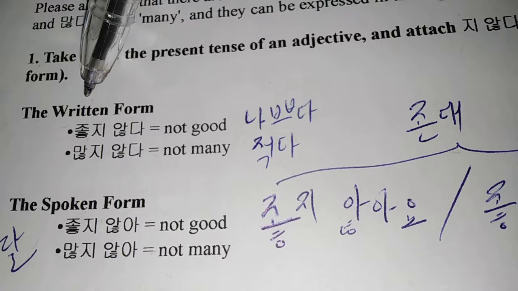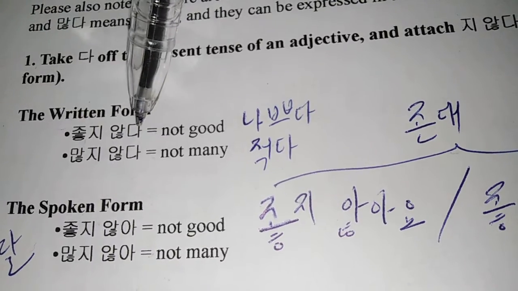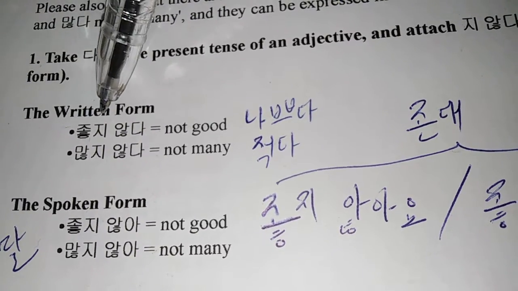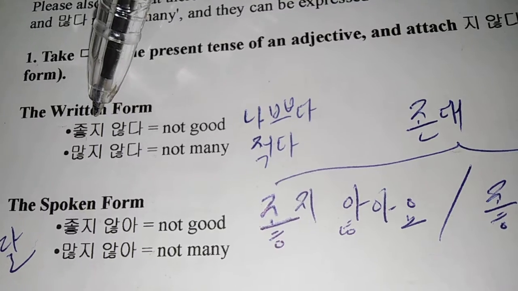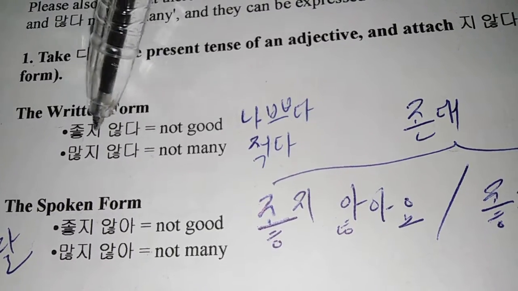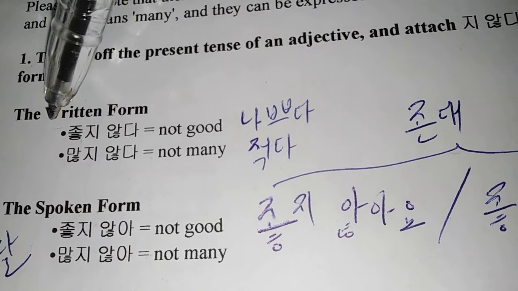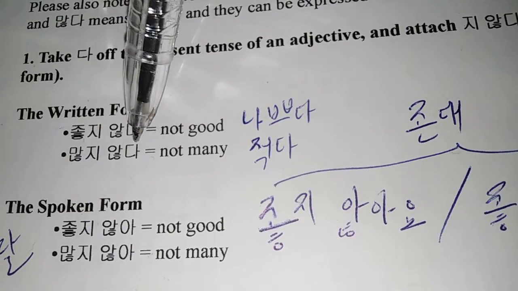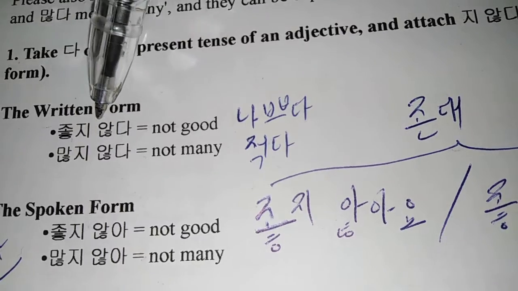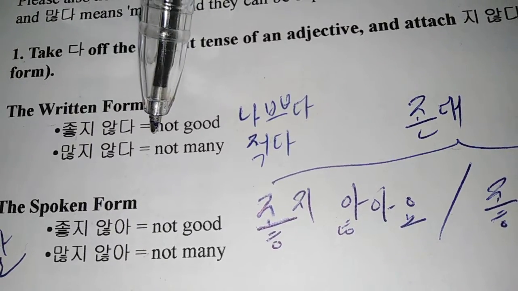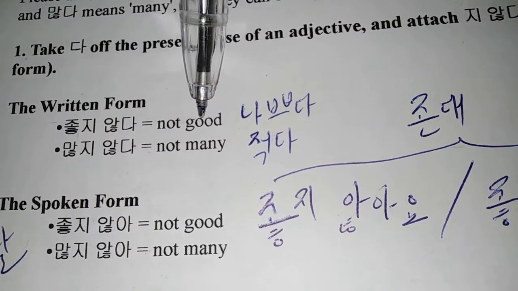So for the written form, it would be 좋지 않다. You're taking the 다 off the end of 좋다 and adding 지 않다 at that position. So 좋지 않다. The same way, 많지 않다. So we're saying not good or don't like, that is 좋지 않다.